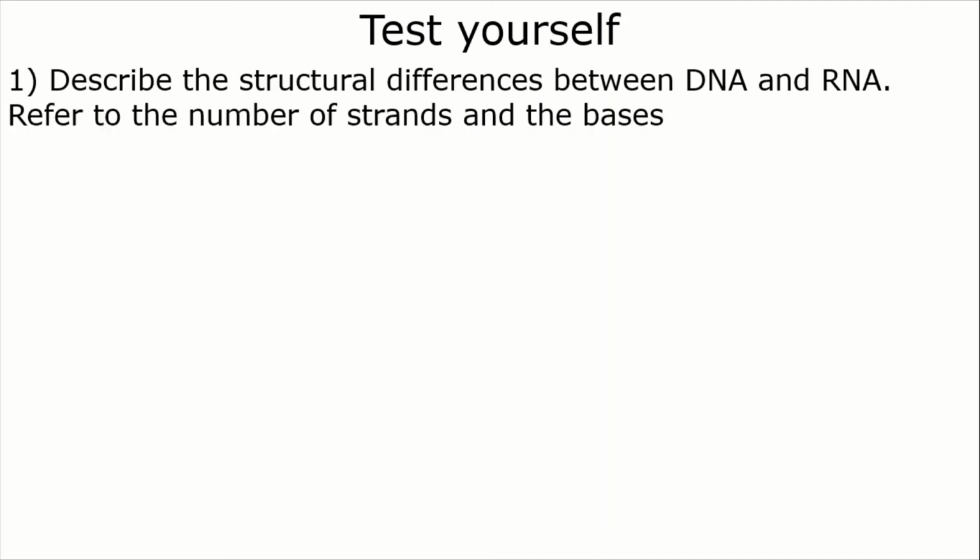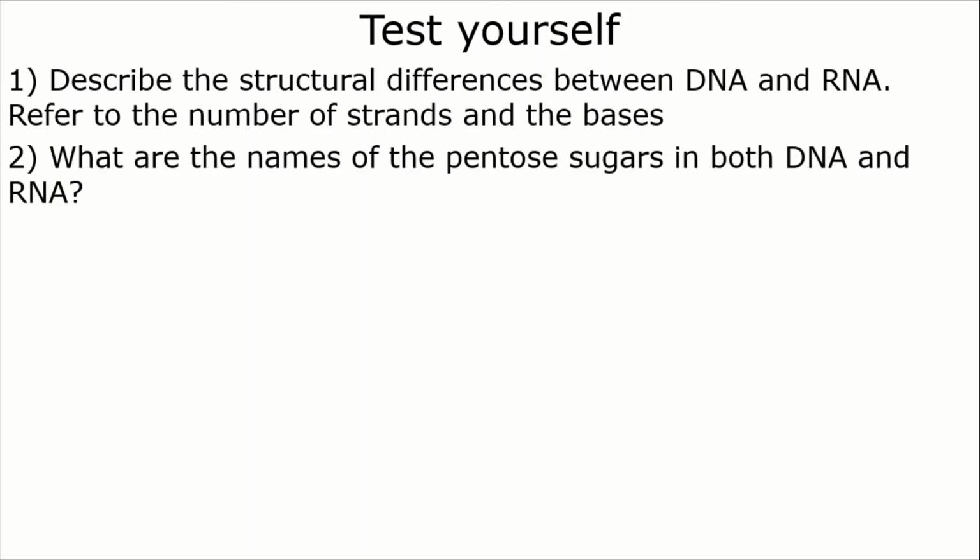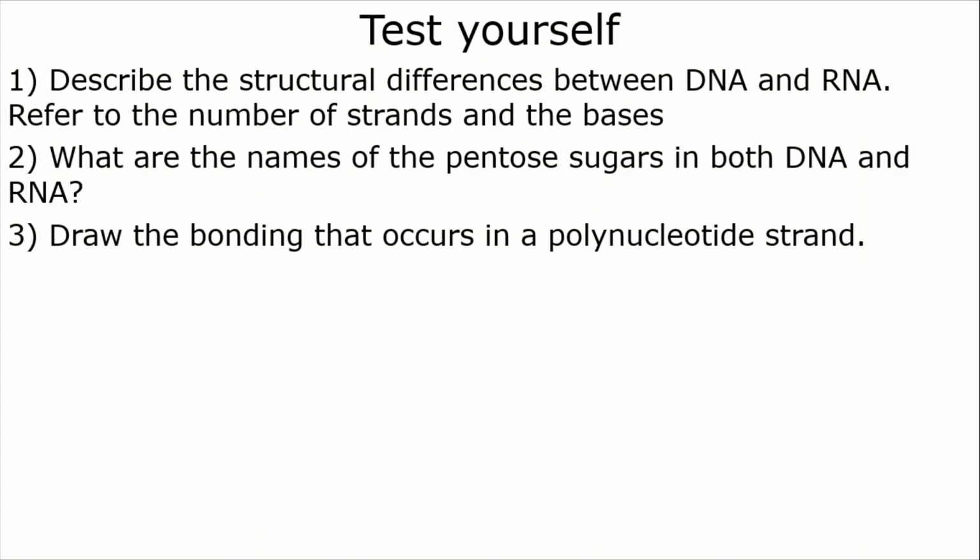Number 1, describe the structural differences between DNA and RNA. Refer to the number of strands and the bases. Number 2, what are the names of the pentose sugars in both DNA and RNA? Number 3, draw the bonding that occurs in a polynucleotide strand. And the fourth one, complete the following graph.